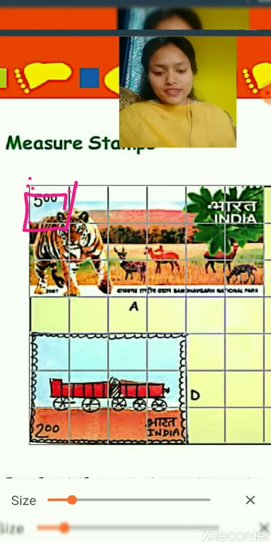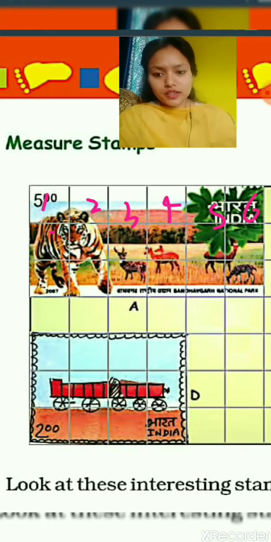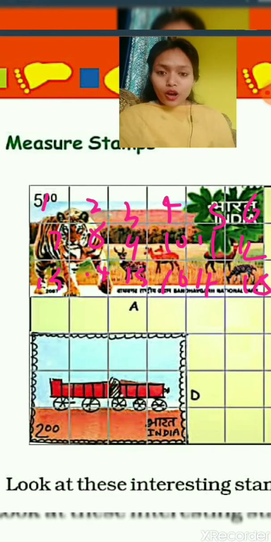Now how many squares are there in the first box? Just count. In the first figure, how many boxes are there? 1, 2, 3, 4, 5, 6, 7, 8, 9, 10, 11, 12, 13, 14, 15, 16, 17 and 18. So how many squares are there in the first stamp? 18 are there. Similarly, you can count for the others also.